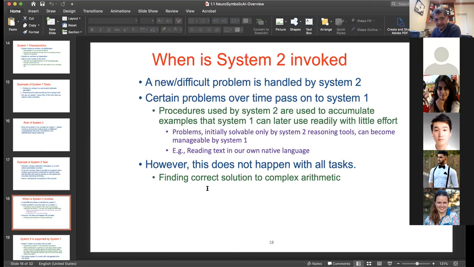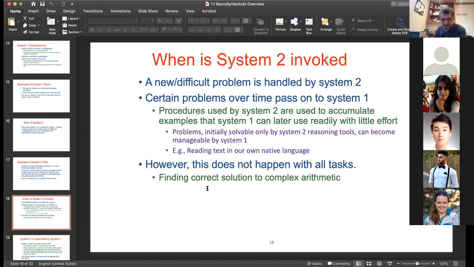Example, reading text in our own native language. All right. So we do reading text. In the beginning, a child learns ABCs and all that, right? It takes some effort to figure it out. But then that gets passed on quickly to system 1, saying, okay, we don't need to think about it. The child has to think about it to learn it.